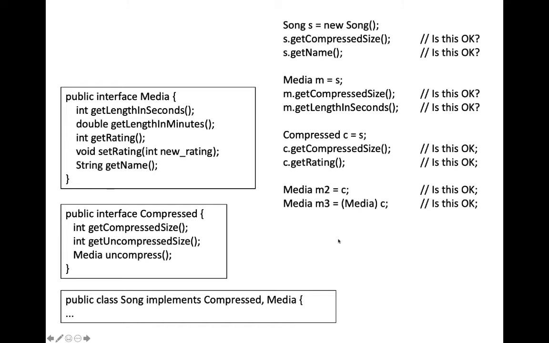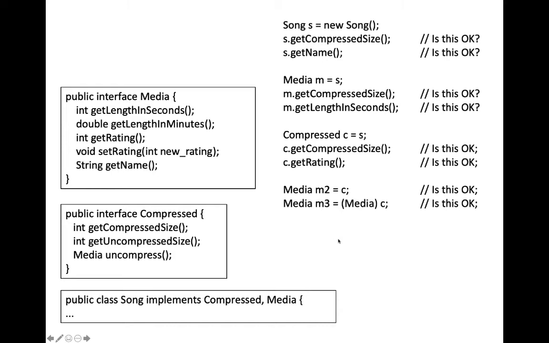But now let's say we take our song object S, and now we put it into a context where we've limited its view to just media. So I say media M, so M can only point to media things, equals S. S happens to be a song object, and that song implements media, so that's okay. I know that'll work. But now I'm going to call m.getCompressedSize, right? Is that okay? So again, go is okay, and heels is not okay. On 3, 1, 2, 3.